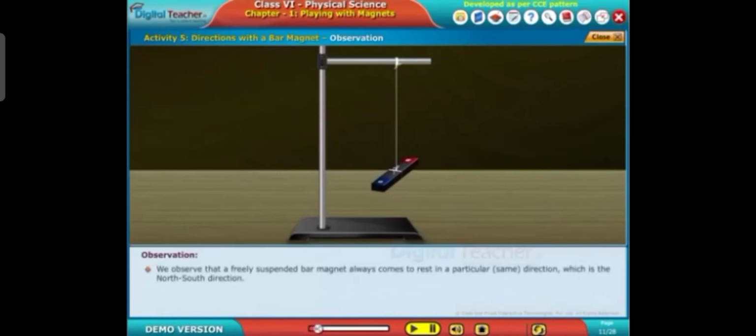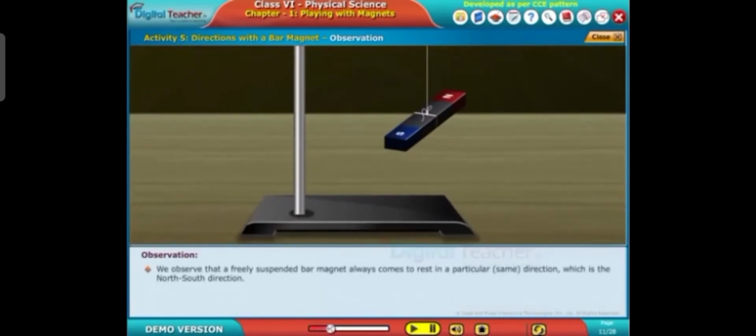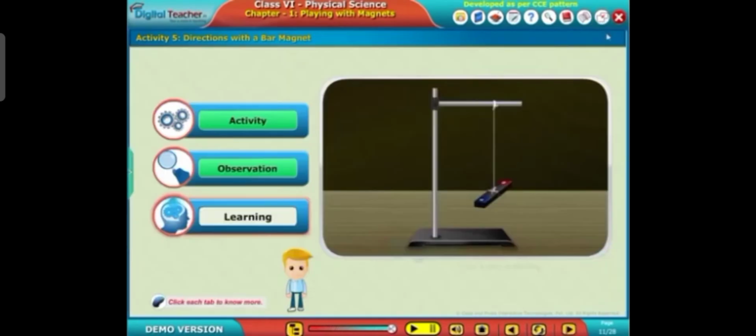So from this experiment we can say that this magnet always comes to rest in the same direction, which is the north south direction. Okay, there is north and south direction. You have studied this in your previous classes. There are two directions, north and south. So this magnet will settle in a direction known as the north south direction.